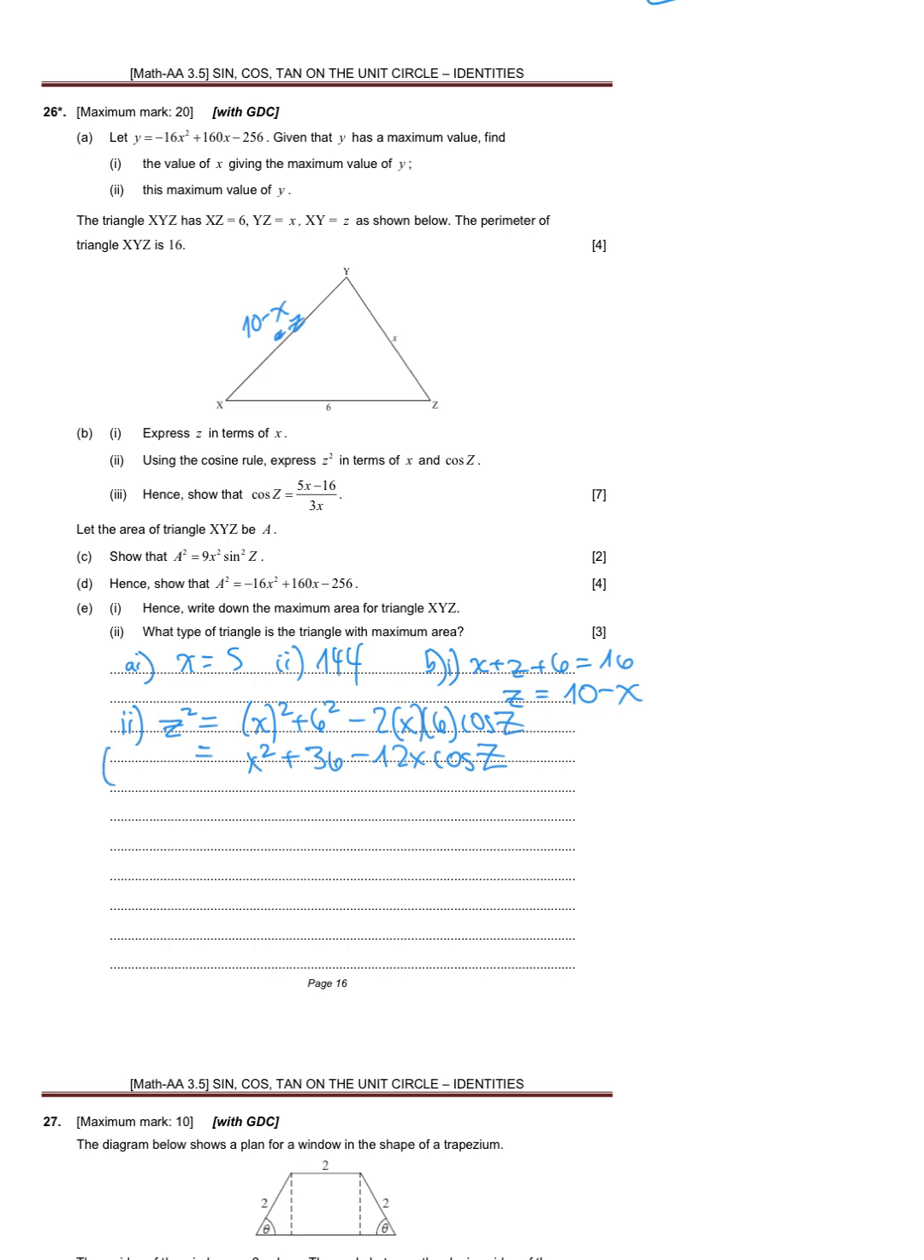Okay, and now z is 10 minus x squared. So they want to solve for cosine z now. All right, so this is 100 minus 20x plus x squared equals x squared plus 36 minus 12x cosine z. And we're going to solve for z. The x squareds go away. We're going to subtract 36. That's 64 minus 20x. And then we're going to divide by negative 12x. And that's cosine z.